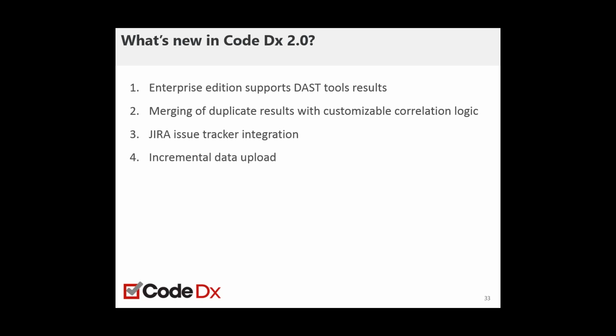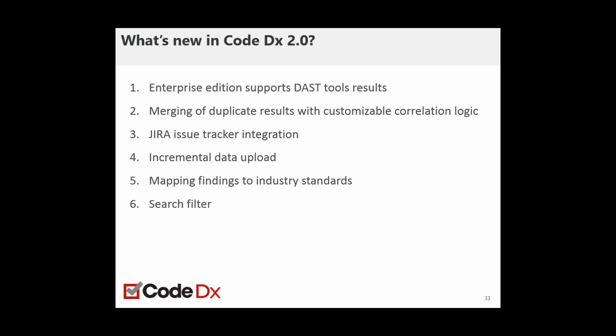We have the ability to do incremental data upload, so rather than having to give Kodiaks all of the results at once, you can now just add a single tool result incrementally. We also support mapping findings to different industry standards, such as the OWASP Top 10, the SANS Top 25, the CERT coding standards, and several other ones, and we plan on adding support for others in future versions.